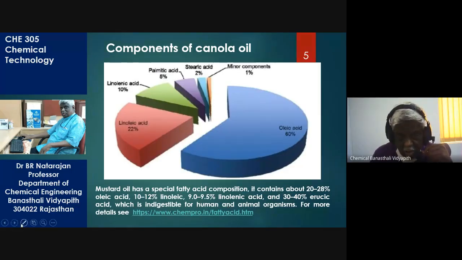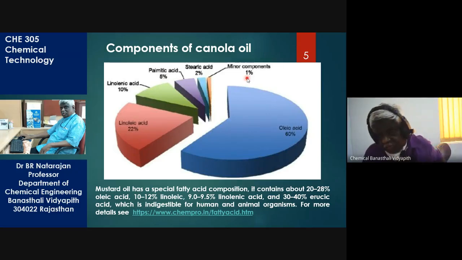Let's look at the composition of the oil. This is for canola oil. Canola oil has got oleic acid 60%, very big share. Out of the remaining, linoleic acid is 22%, linolenic acid is 10%, palmitic acid is 5%, stearic acid is 2%, and these minor components are about 1%. And it is these minor components which contain the pro-oxidants and antioxidants.